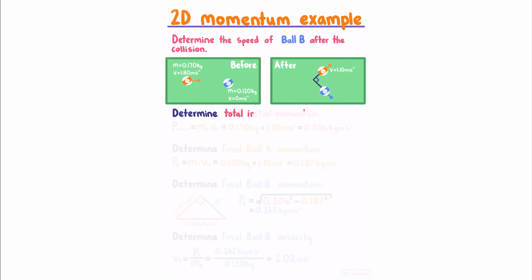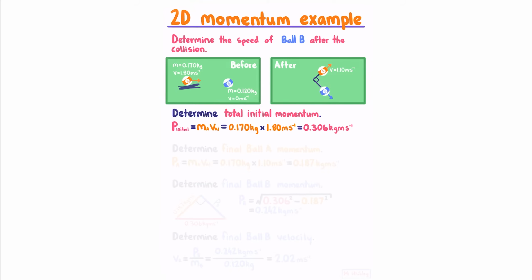To determine the total initial momentum, the only thing with velocity is our ball A, and so we just need to find its momentum. Momentum is mass times velocity. We know both of these, which gives us 0.306 kilogram meters per second.